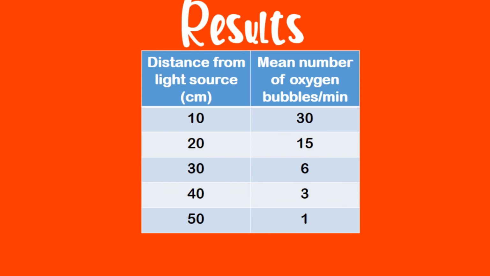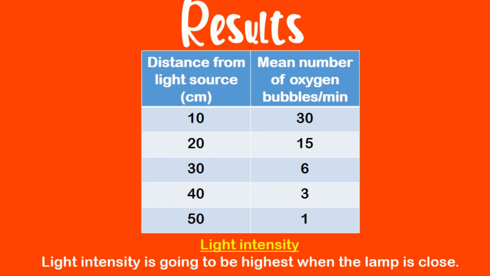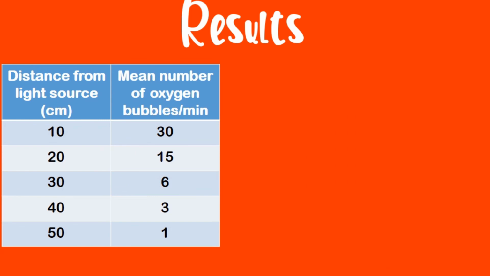So this person's measured it every 10 centimeters from 10 centimeters up to 50, and they've counted the number of bubbles per minute. So remember, we're looking at light intensity, and we know that the light intensity is going to be highest when the lamp is close. And you know that because if you have a torch and you have it right next to the wall, then that light is going to produce a bright spot on the wall. If you move the torch further and further away, the light becomes more and more spread out and the light intensity goes down. So at 10 centimeters, that's the highest light intensity, and 50 centimeters is going to be the lowest light intensity.